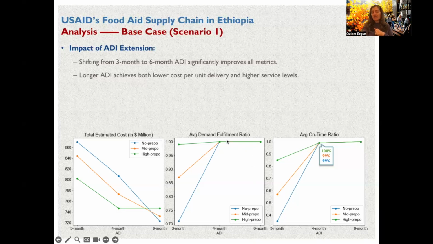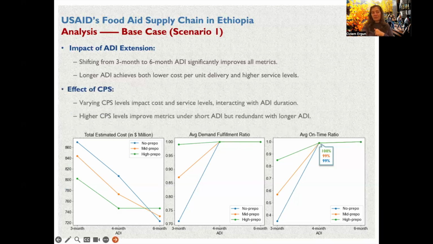In terms of the average demand fulfillment ratios, what we saw was that if we can get 4 months of advanced demand information, then we could fulfill almost all of our demand under any of the prepositioning strategies. And similarly, with about 4 months of advanced demand information, we could reach almost 99 to 100% on-time demand delivery ratios under any of the prepositioning strategies.